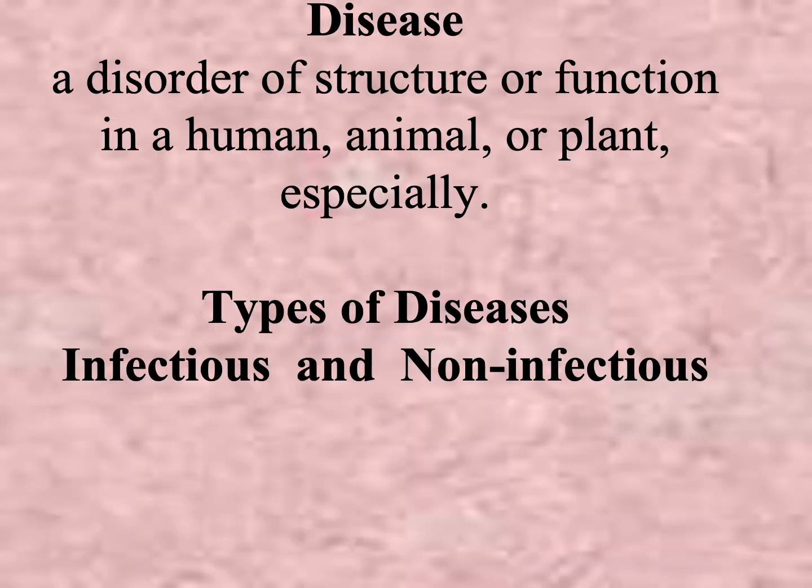What is a disease? A disease is a disorder of structure or function in a human or animal or a plant. In all, you can say, children, that a disease is a disorder of the function or the structure in any of the living things. How many types of diseases are there? There are two types of disease, infectious and non-infectious. So today our target is going to be infectious disease.